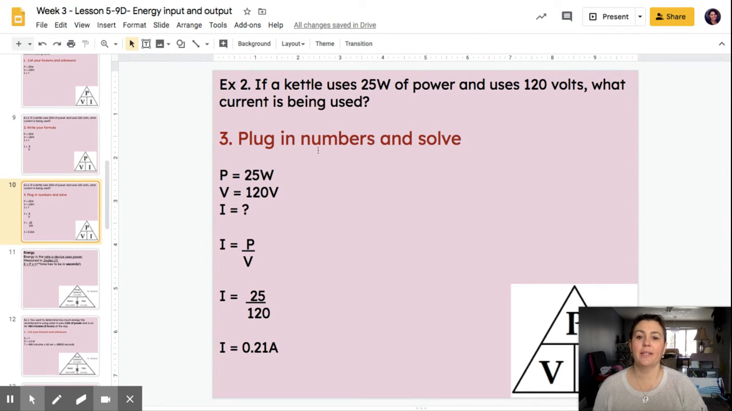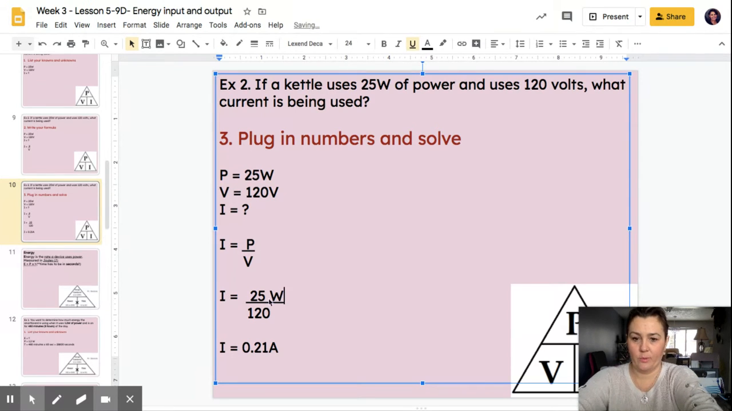So let's plug in the numbers. I equals P divided by V. I equals 25, let's keep those units, watts, divided by 120 volts. When you put that into your calculator, you're going to get 0.21, and that would be amps. Because it's current, the unit is A. It's really important that you keep those units as well as the numbers.